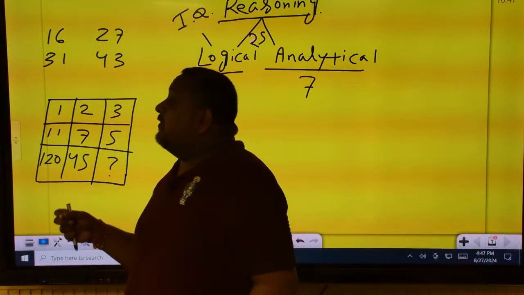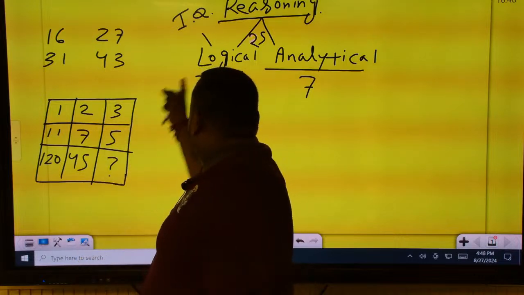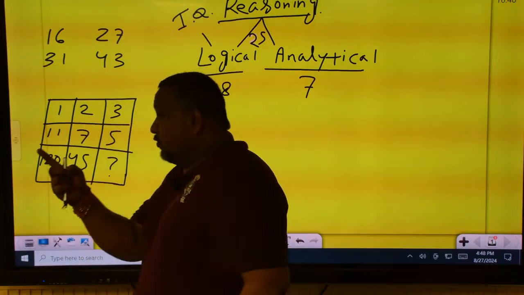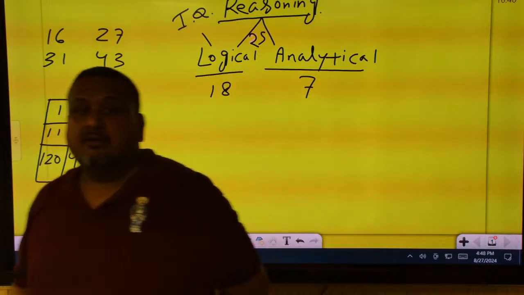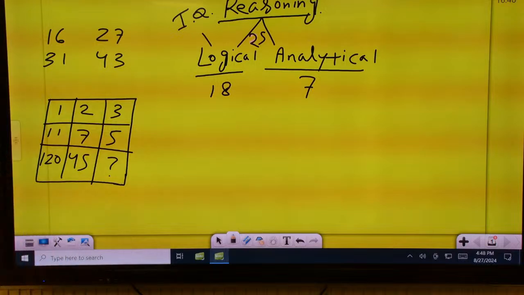Yes. Now, first I have to count the answers, number of answers first. Because this is pure logic, for which we don't have rules. Answer is? Show me the logic.